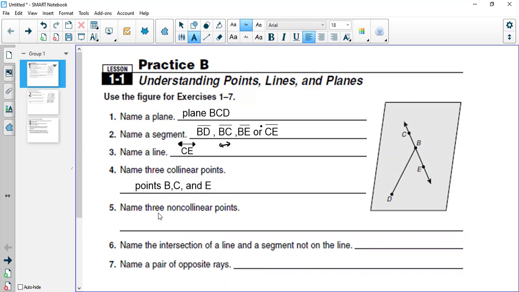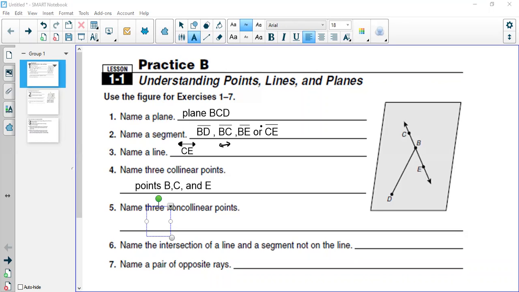All right, let's move to the next question. Name 3 non-collinear points. Collinear is straight, so non-collinear is not straight. You need to write the names of points which are not in a straight line. Which 3 points are not in a straight line? You can say points C, B, D, they are not in a straight line. You can say points E, B, D, not in a straight line. Points B, E, D, not in a straight line. You can write any 3 non-collinear points.